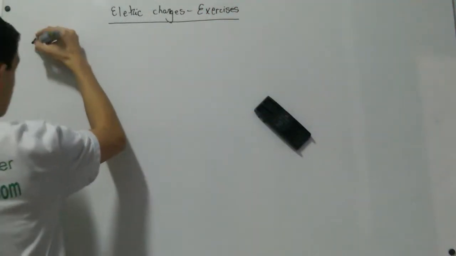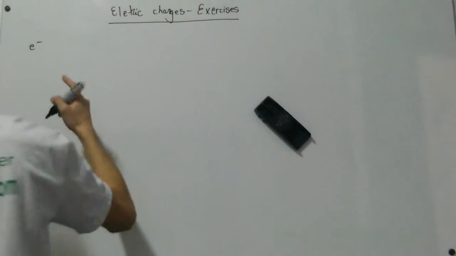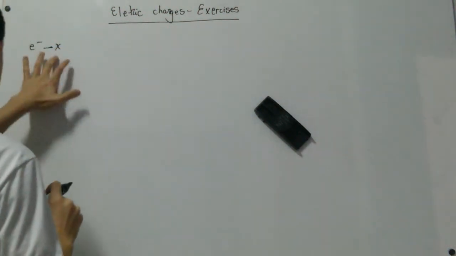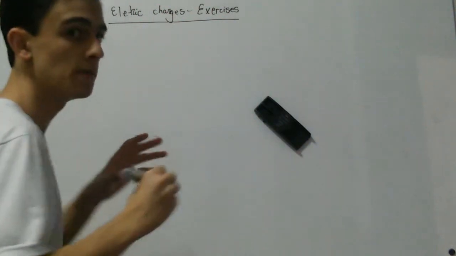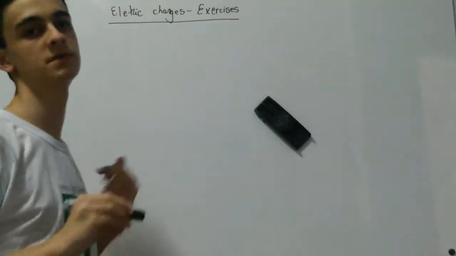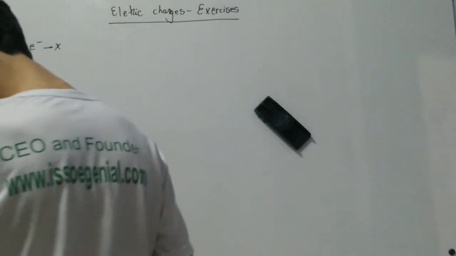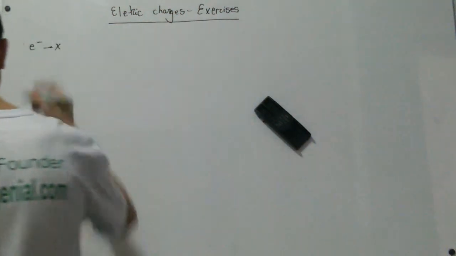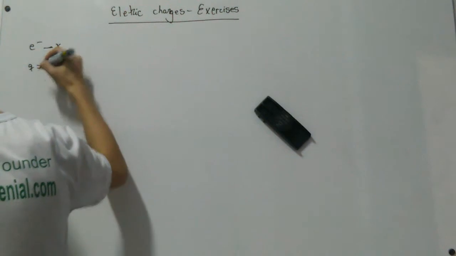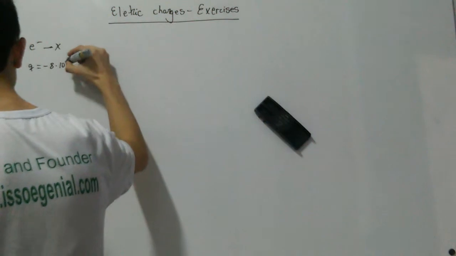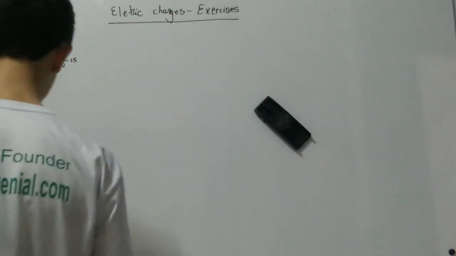So, imagine you have a number of electrons equal to x. You have x electrons. X is the number of electrons. And remember, it's all electrons. Don't have protons in this case. It's a lot of electrons together. And the total amount of charge you have there is equal to negative 8 times 10 to the power of negative 15.